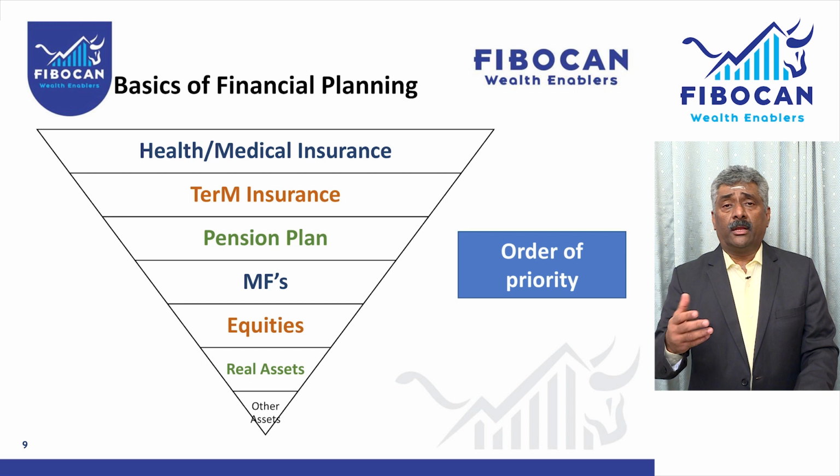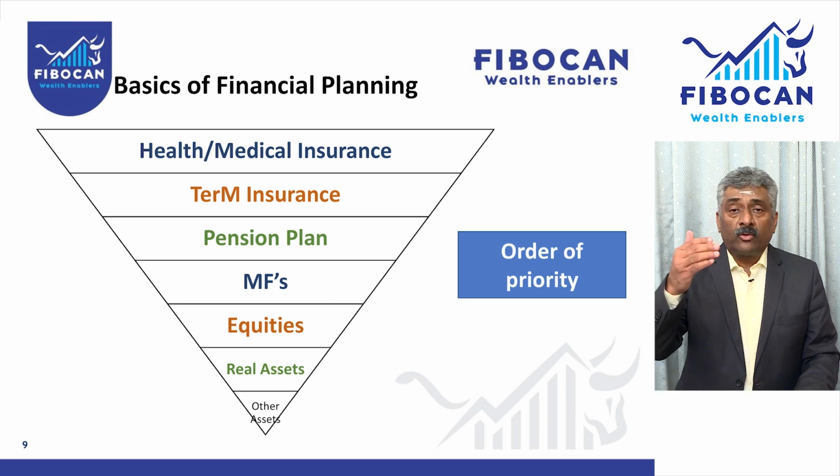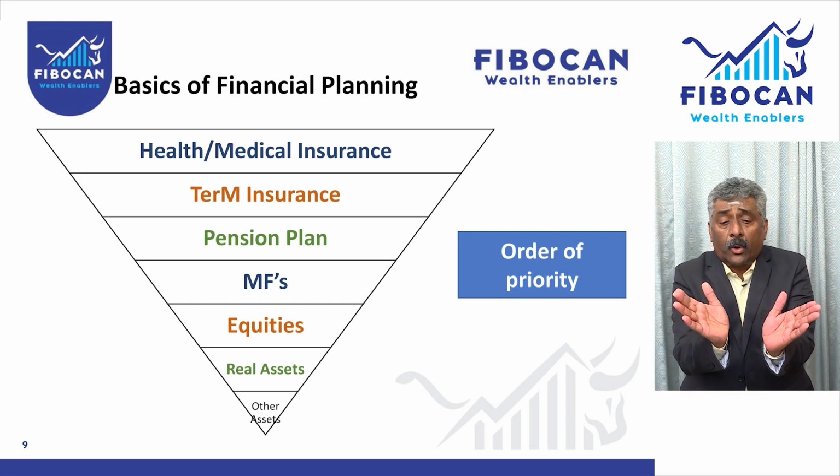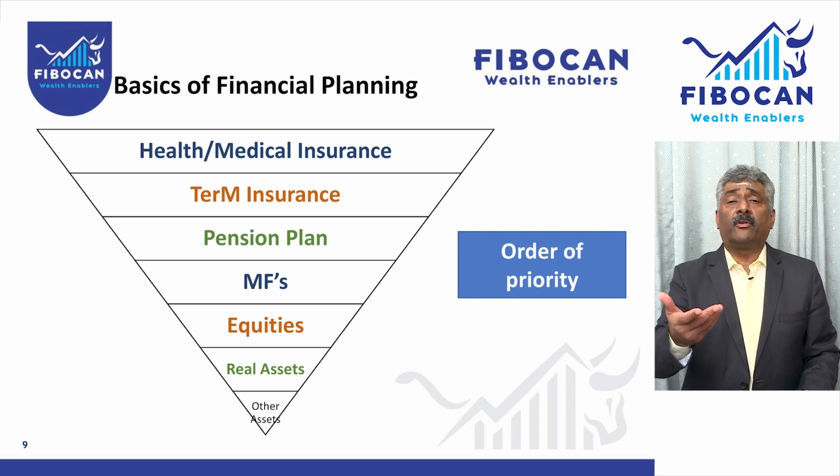So, anybody at the age of 20 or 21, if she or he starts their career, they should think along these lines. As you can see, the pyramid is going down. I have put it in a reverse way. You might wonder why, because it is the order of priority.